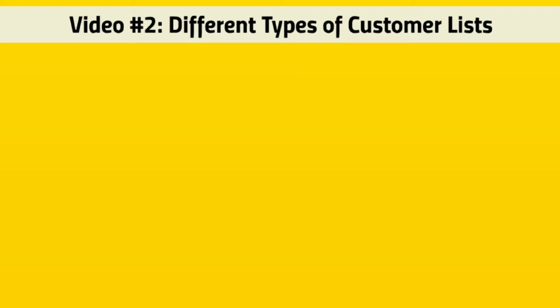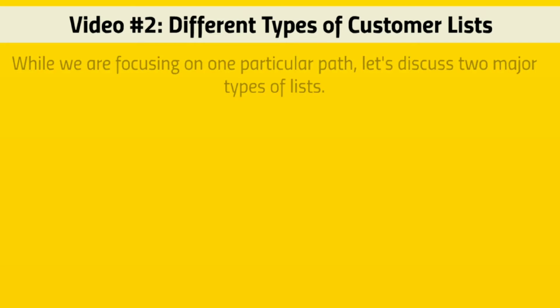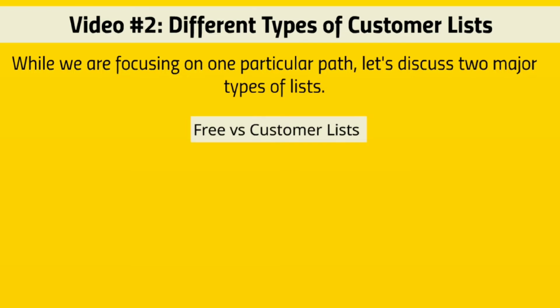Okay, so welcome back. This is video number 2, and we're going to talk about the two different types of customer lists. Now, while we're focusing on just one particular path, I really want to talk about two major types of lists because I really want you to get into that mindset of understanding why there are two different lists and why we are really focusing on just one particular one.